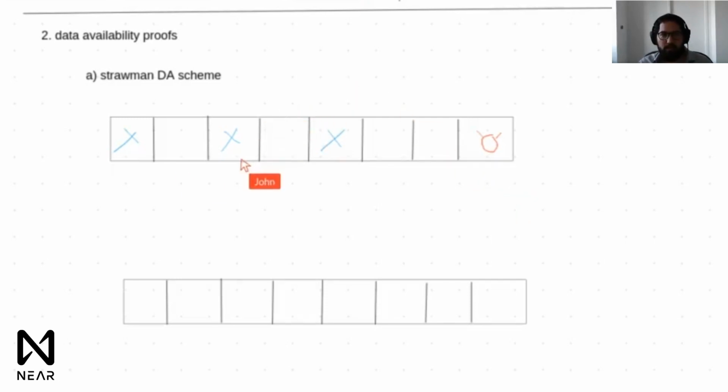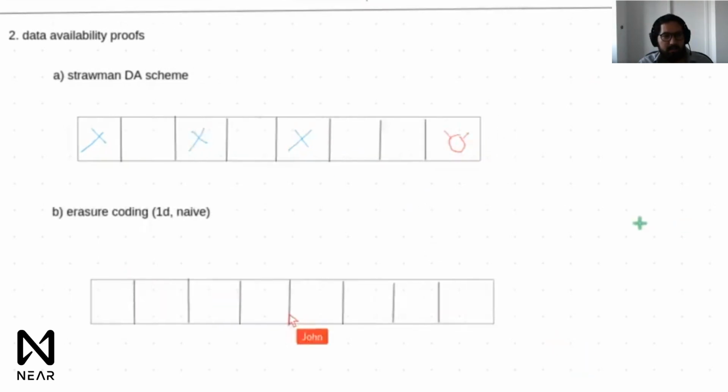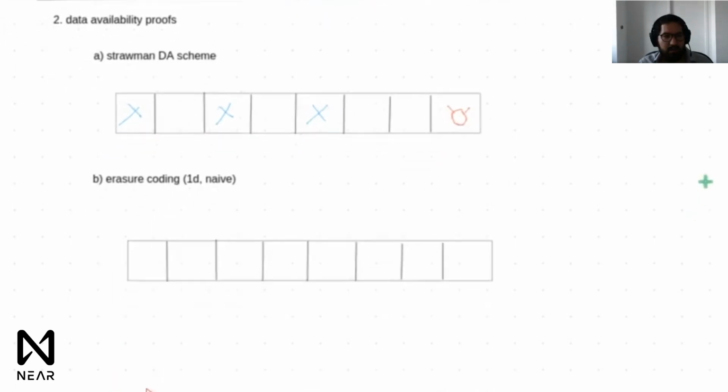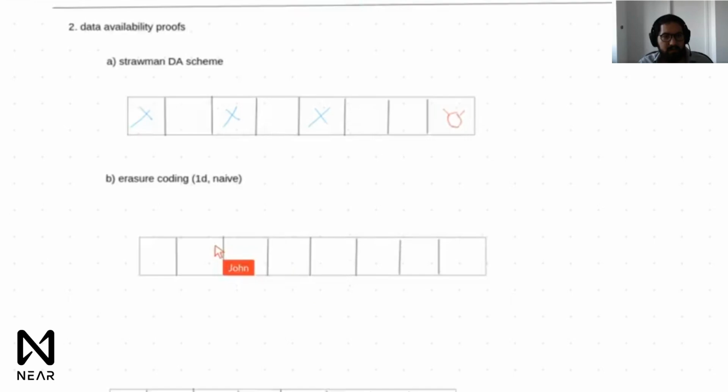So how do we do it? Let's do B. Let's use erasure coding. And again, we'll make this naive. I guess I could say 1D naive, right? So let me scoot this over a bit. Let me copy this, because we'll need it again, and move this here. Okay.